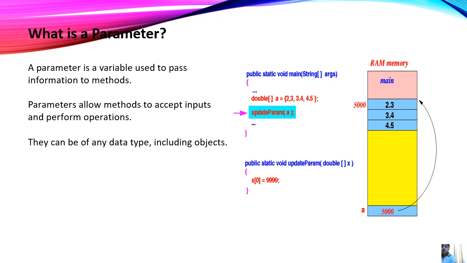So now let us come to know what a parameter is. A parameter is a variable used to pass information to methods. Parameters allow methods to accept inputs and perform operations. They can be of any data type, including objects.